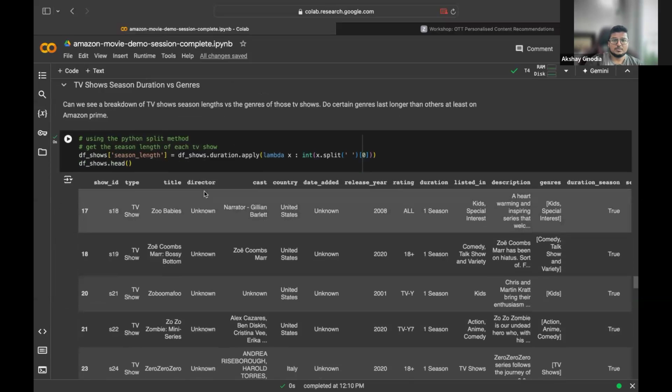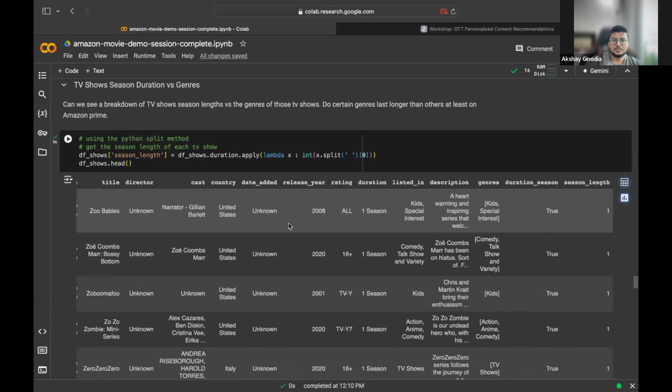Now let's look at the TV show duration versus genre. I am going to again convert the season into a number by doing a split on the space, because the duration has a space in between. This is how we can split here and get the numbers by referring to the zeroth index, which is the left index, and get the season length.